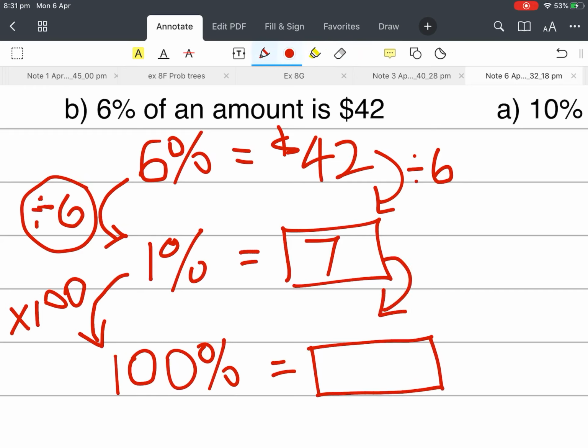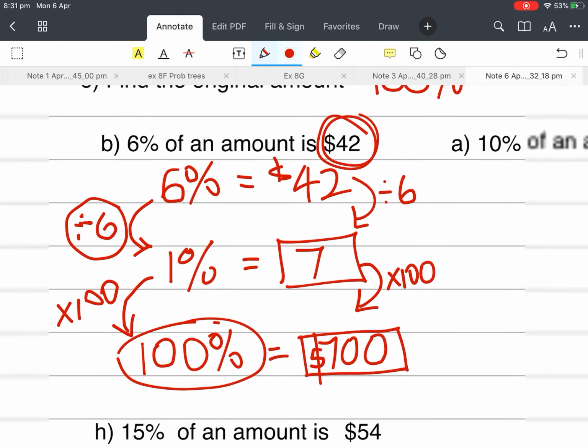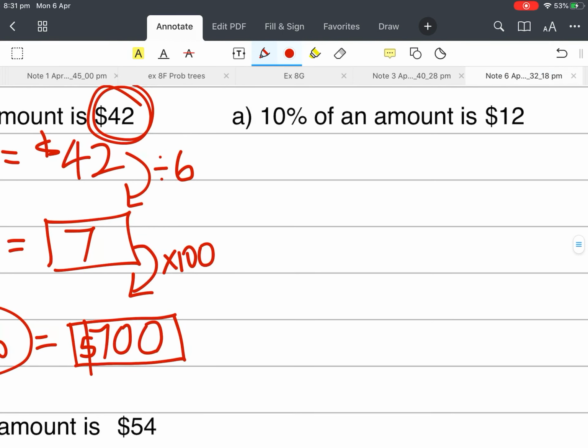So that means over here, I have to times by 100. Okay, so 1 times 100 gives me 100% down here. That's my final answer. So to get my answer that's in the box, the answer I need, I do 7 times 100, and I get 700. My question up the top was in dollars, so don't forget your dollar amount. Can you pause the video now and see if you can do question A on your own?